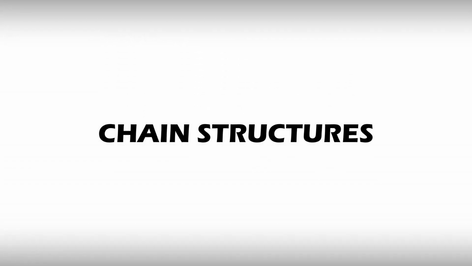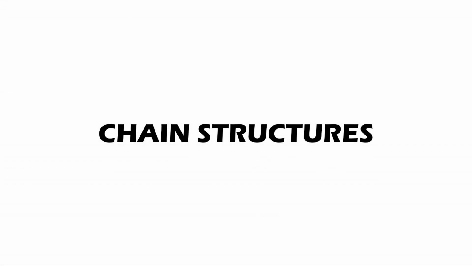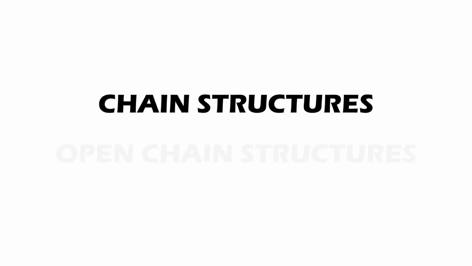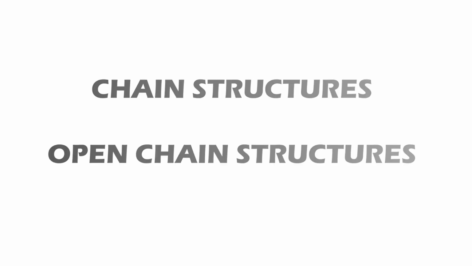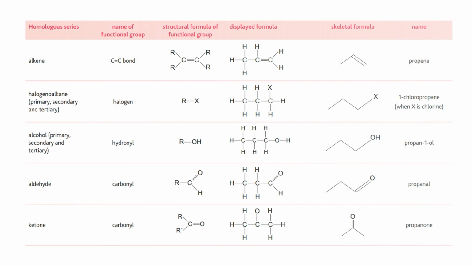Chain structures. In this video, we will discuss open chain structures of alkanes, alkenes, alcohols, carboxylic acids, esters, and halogenoalkanes. We will do examples of structures with one functional group attached to a chain of carbon atoms.